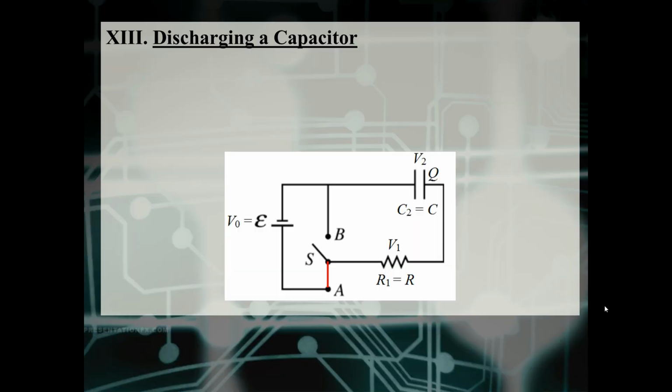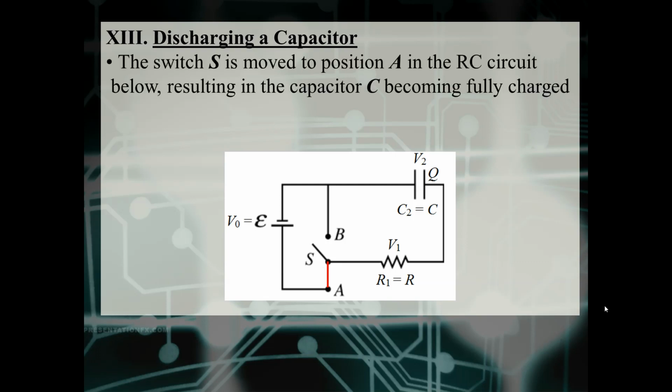Okay, so let's go back to the circuit that we examined when we were looking at the transitional phase for charging a capacitor. So again, we have a circuit where I have a battery that has an EMF of epsilon, or you can call it V naught. I have a single resistor, which I'm going to call R1, and it has a resistance value of capital R, also a potential difference of V1 across it. You have a capacitor, C2, which has a capacitance of C, and that capacitor has a charge of Q stored on it, and it also has a potential difference of V2 across it.